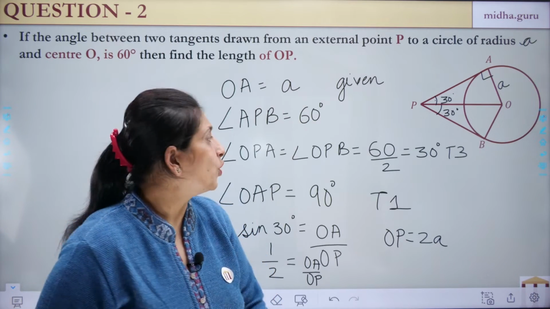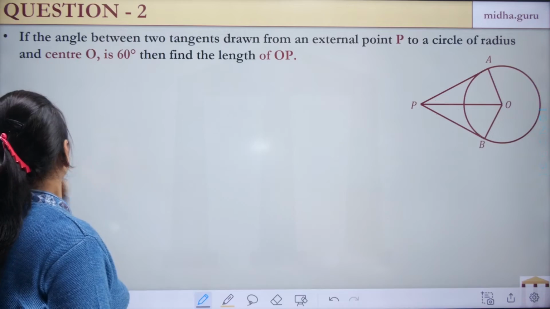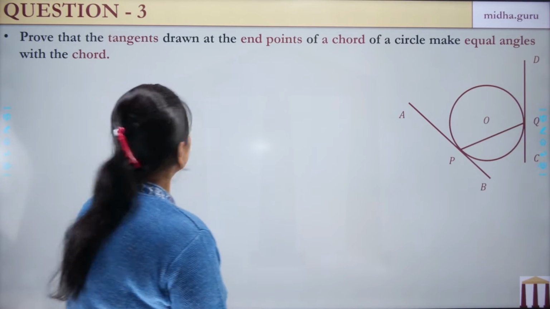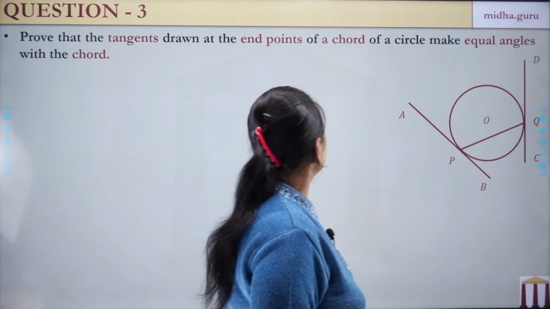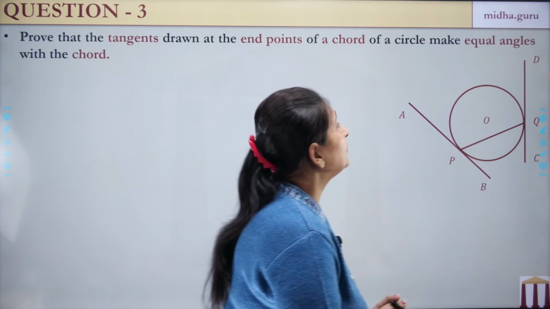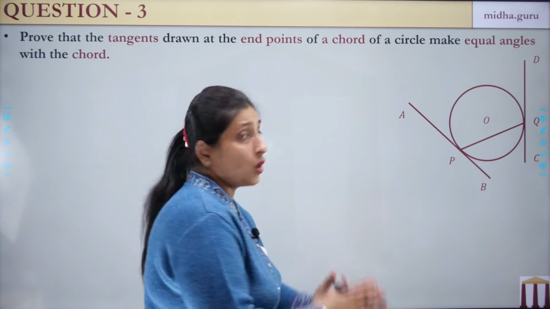Now let's move on to the next question. Let us see what is the next question. So the next question is, prove that the tangents drawn at the endpoints of a chord of a circle make equal angles with the chord.